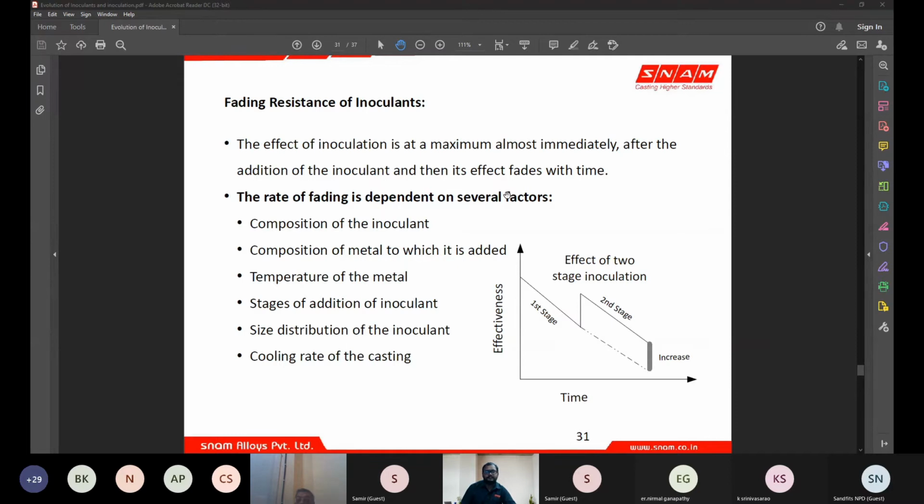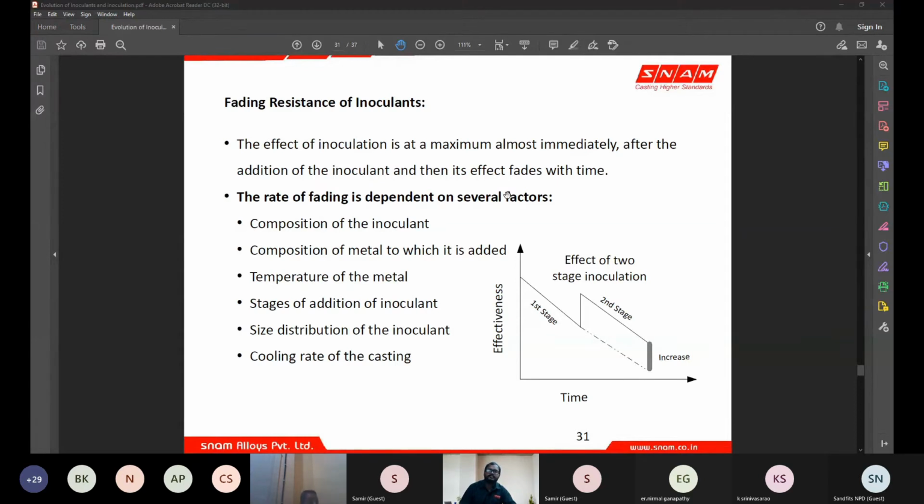Temperature of the metal. As the temperature of the metal keeps coming down, the stability of the nuclei comes down, and the fading of the inoculant increases. So at the ladle you have a better potency, and when it comes closer to the mold, the temperature is slowly coming down, and then your potency comes down.